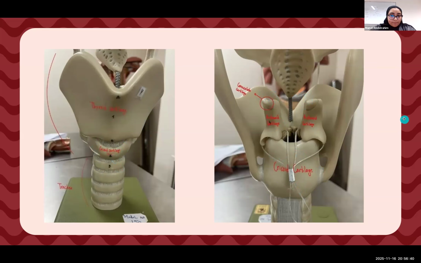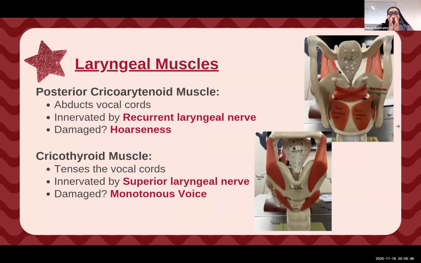Is the cartilage clear? Before we go to the muscles? Yes. Great. Muscles, which is the most important part.